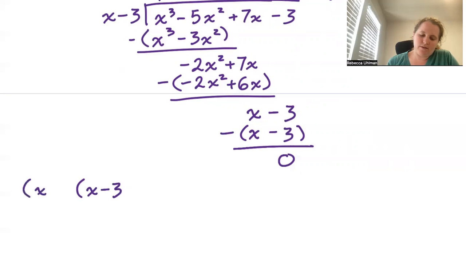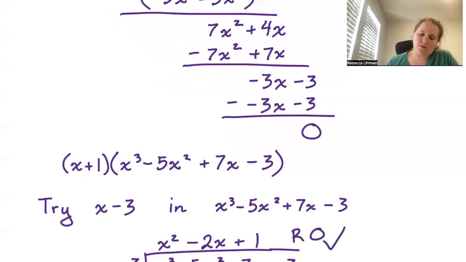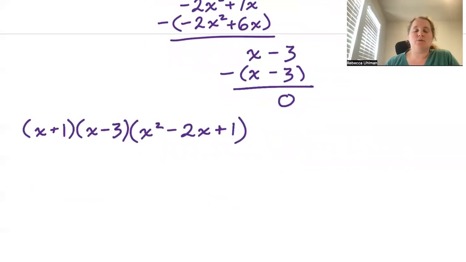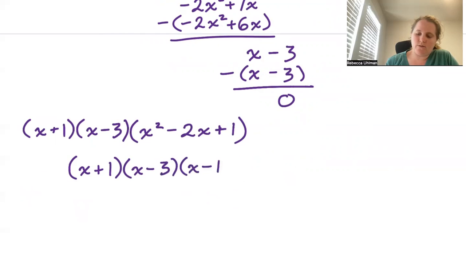So we had x plus 1 originally times x minus 3, and now we have x squared minus 2x plus 1. X squared minus 2x plus 1, we know how to factor. So we have x plus 1 times x minus 3 times x minus 1 squared.